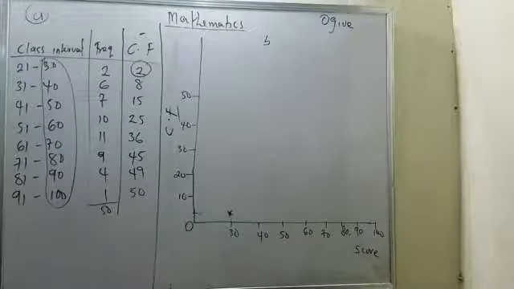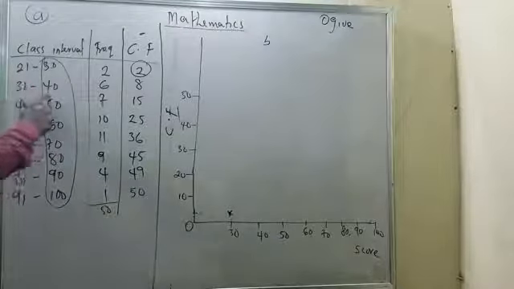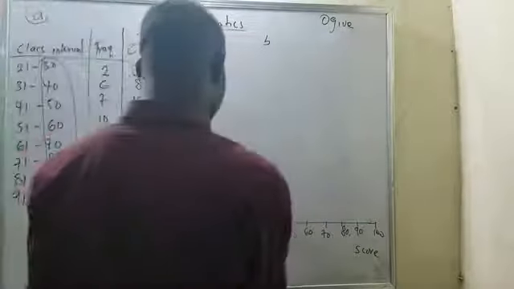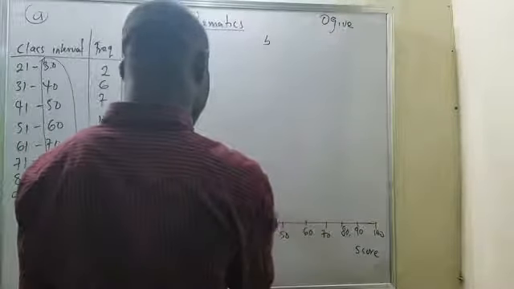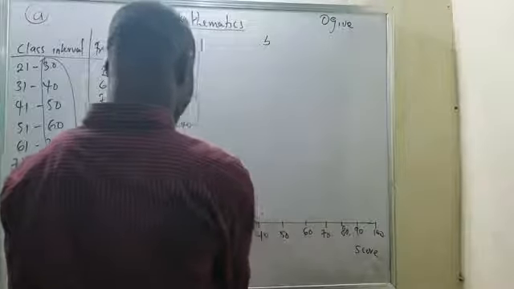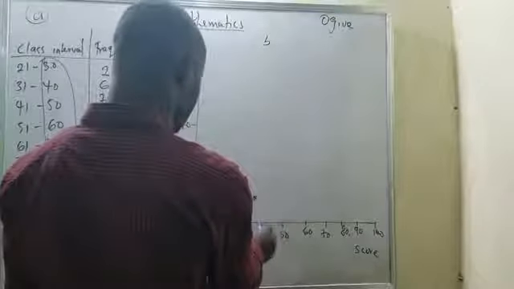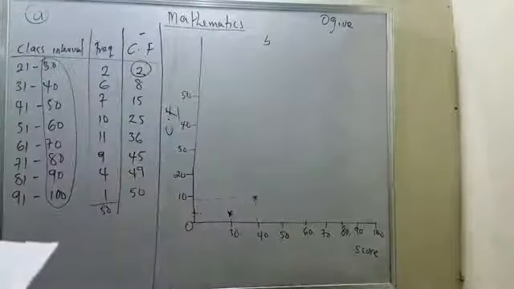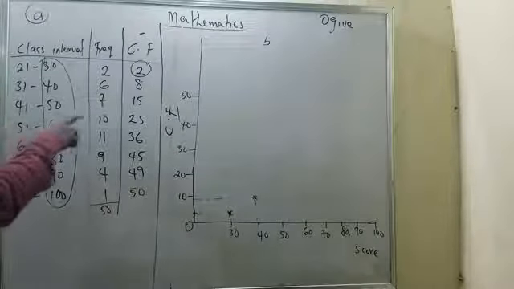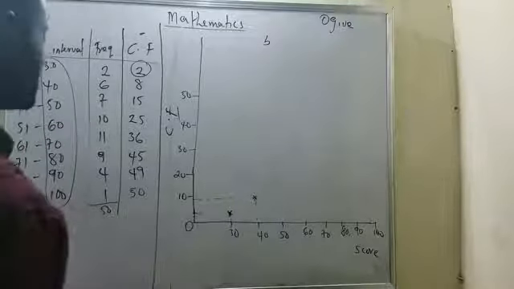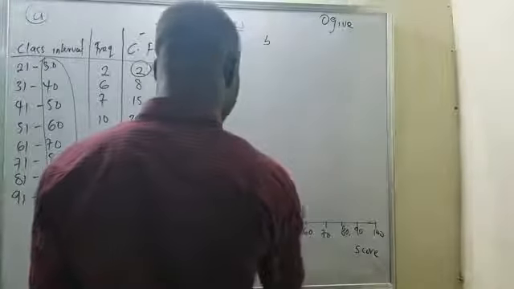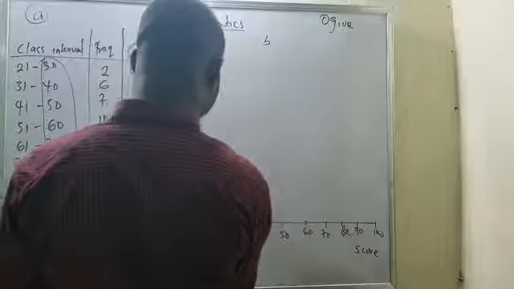When it is 40, the cumulative frequency is 8. That is my point for 40. When it is 50, the cumulative frequency is 15. It means 15 is halfway between.